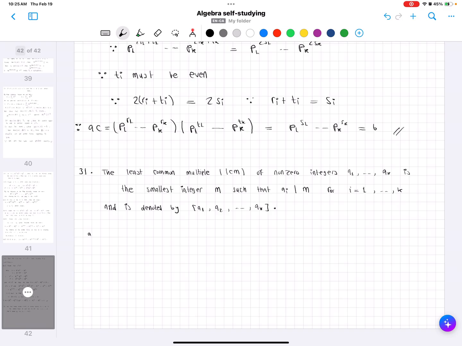So let's prove the following. If t is an integer such that ai divides t for i from 1 to k, prove that [a1, a2, up to ak] divides t.